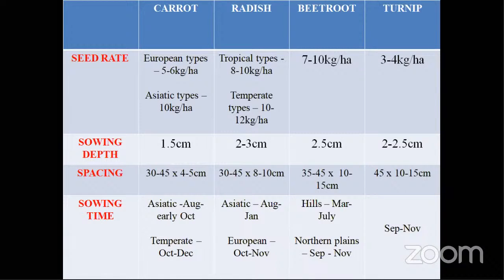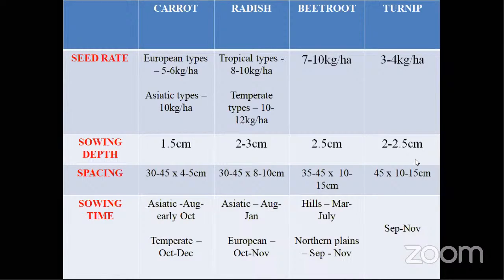Nextly, here you can see a reverse. In carrot, we had the European being 5 to 6, but here in radish, temperate is 10 to 12. Try to compare and then remember, you'll remember it better. Nextly, similar to radish, beetroot and turnip follow the same sowing depth of 2 to 3 centimeters, 2.5 centimeters, 2 centimeters. So deeper sown than carrot. And nextly, the same spacing also. Like here, when it is carrot, it was 4 to 5. But when it is for other root crops, it's 8 to 10, 10 to 15, 10 to 15. Like the range has come to double.